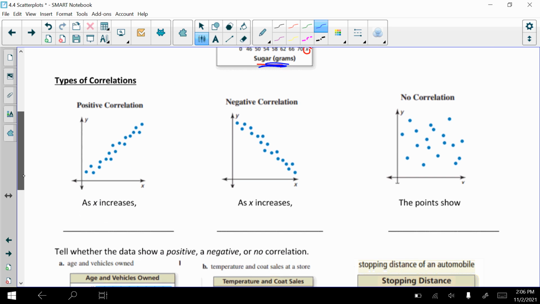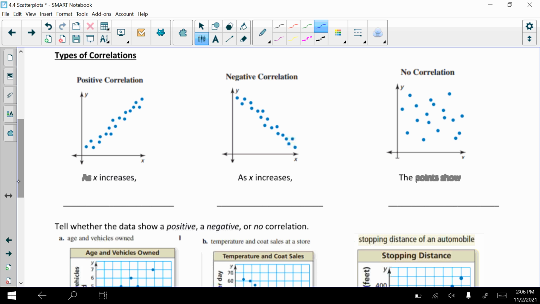Let's talk about some features of a scatter plot. We're going to talk about this thing called correlation. It's just a descriptor of a scatter plot. So there are three different options we could have here. We could have positive correlation, we could have negative correlation, or we could have no correlation. And this should be pretty intuitive.